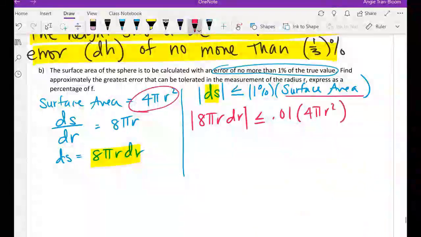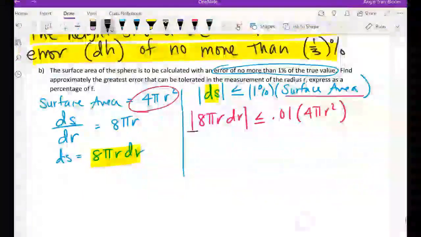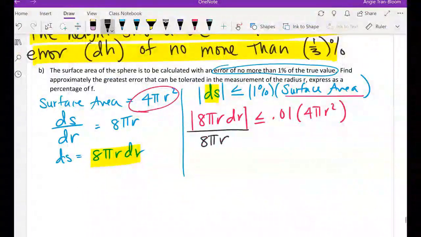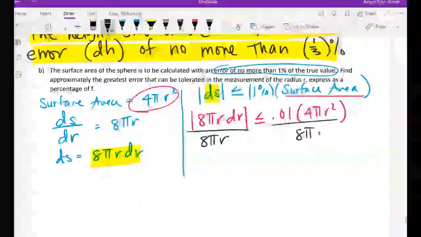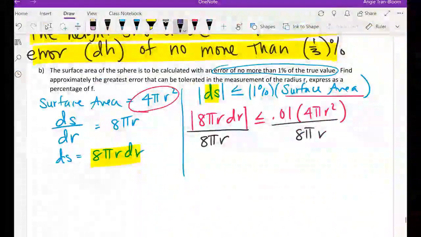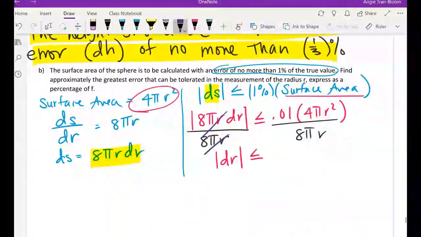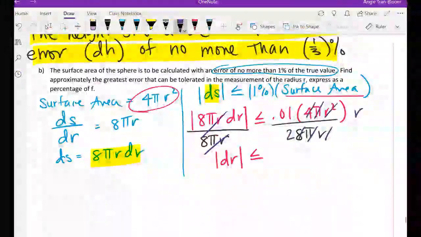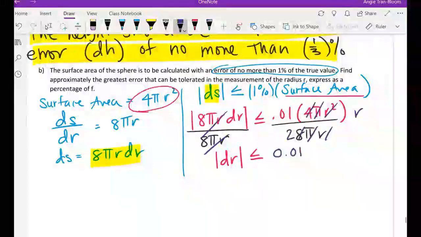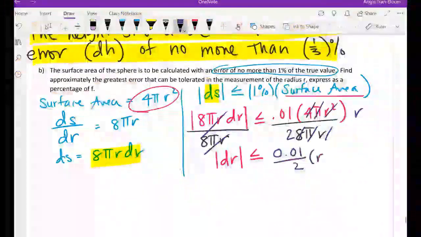Let's solve for dr. Divide both sides by 8 pi r. With that, we can cancel out that and that. We currently have dr left by itself. Let's cancel some things on this side. I have 1 r left on the top. A pi and the pi will be gone. A 4 and the 8 will give me 2. So that will leave me 0.01 over 2 of the radius.